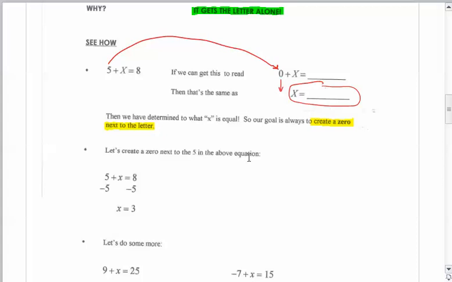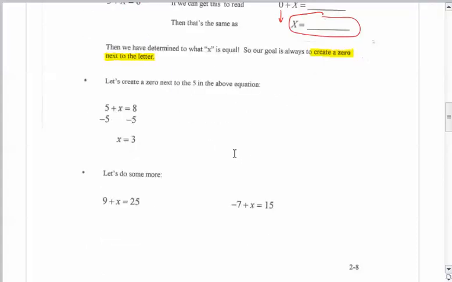All right, so solving equations really is about ones and zeros, and I'm not talking a binary language. I'm just saying if we can create ones and zeros, then we've solved for the variable. Now, the zero happens when we're adding and subtracting. The one happens, we'll look at that later, when multiplying and dividing.